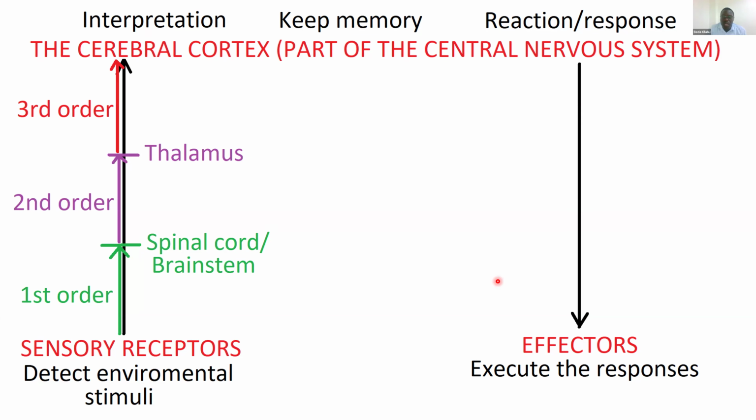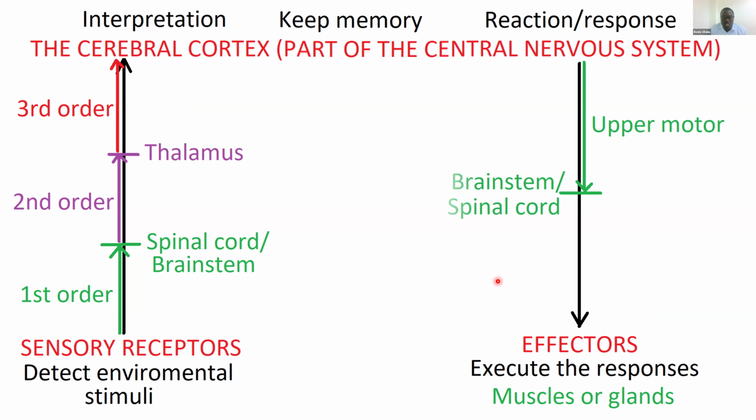Generally, the efferent pathway from the central nervous system to the effectors, which target muscles and glands, will be a relay of two major neurons. We have what we call the upper motor neuron that comes from, in this case, the cerebral cortex, but we're going to see it doesn't have to come from the cerebral cortex. But importantly, it terminates somewhere in the brainstem or in the spinal cord. This upper motor neuron is entirely within the central nervous system.